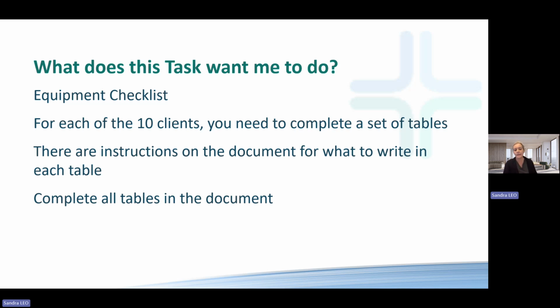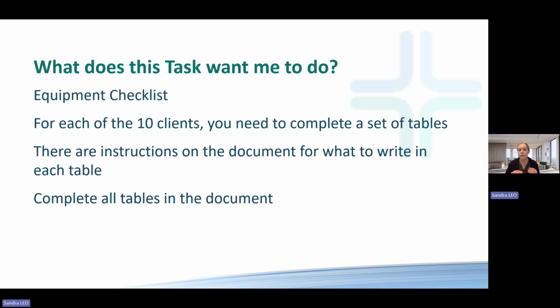For the equipment checklist, for each of the 10 clients, you need to complete a set of tables. They're all in the same checklist. So as you scroll through the medications equipment checklist, you'll see client 1, client 2, client 3, client 4. All the care plans and the medications plans are numbered the same way. So if it's care plan 1, medications plan 1, they're all talking about client 1. The ones with a 2 on are all talking about client 2. It just makes it easier to figure out what goes with what.